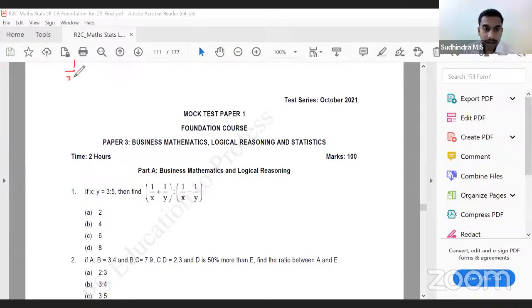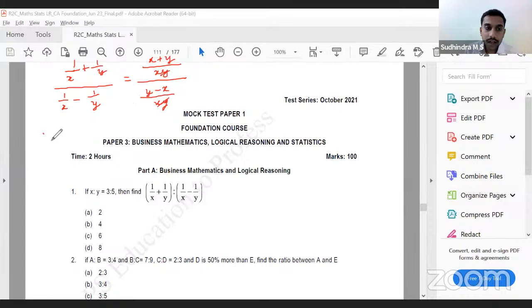One by x plus 1 by y divided by 1 by x minus 1 by y. So we have to simplify. I'll take LCM in the numerator. I get (x plus y) by xy. In the denominator, again I'll get xy as the LCM, (y minus x) by xy. xy and xy get cancelled. We get x plus y divided by y minus x.